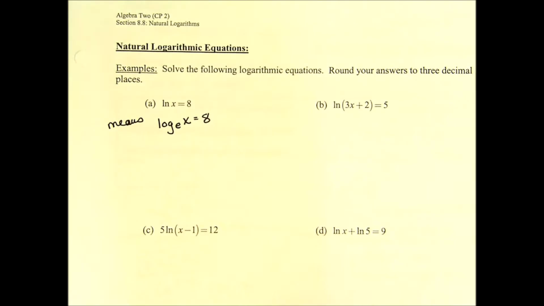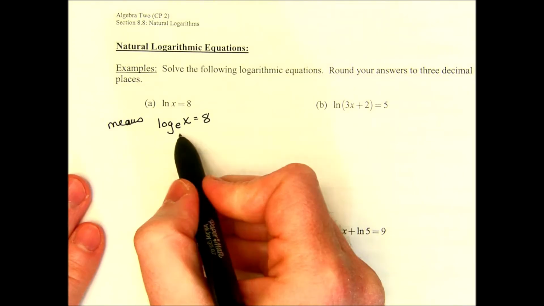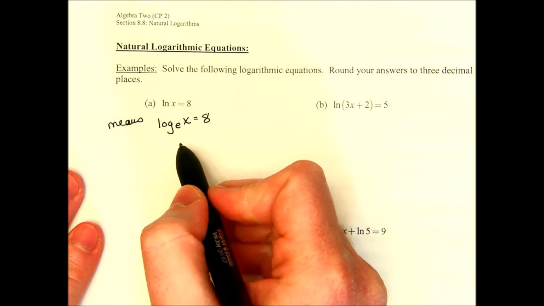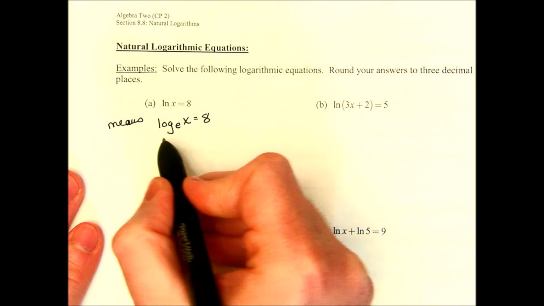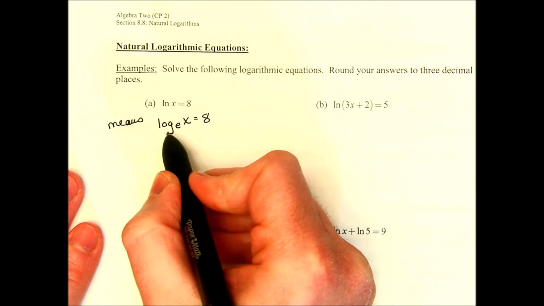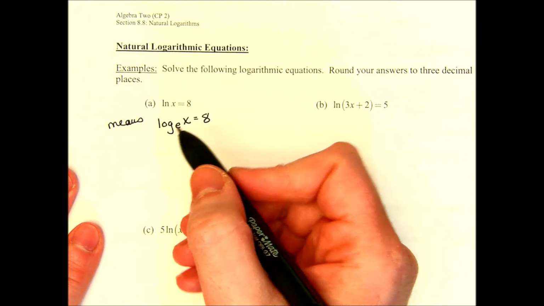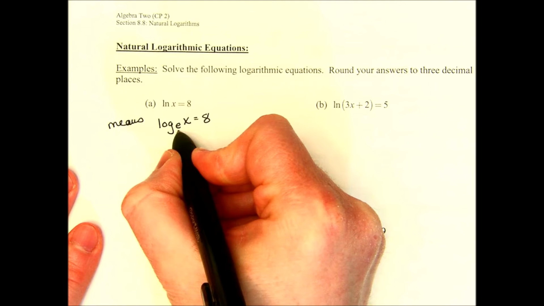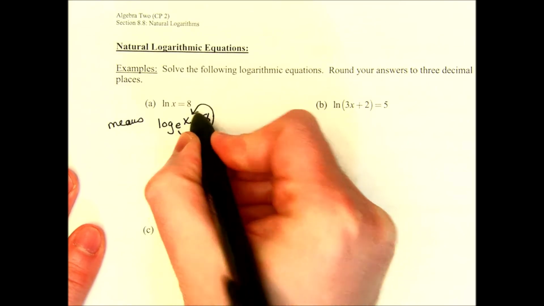Haven't done any converting yet. I'm just rewriting what this problem means as it was written. Natural log of x means log base e of x. Now, I'm going to convert my log equation into exponential form, just like we did before when we had our log equations. I'm going to get e to the 8th equals x.